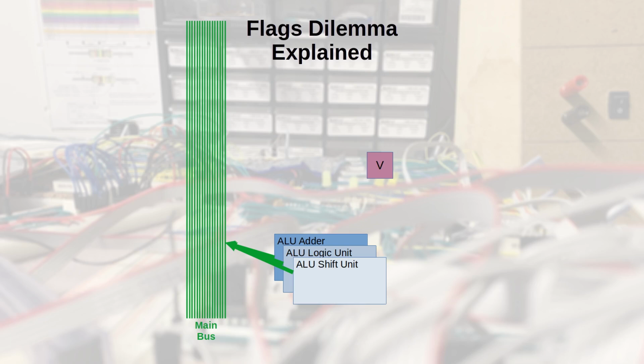The V flag is kind of like the C flag in that it can be manipulated directly by software. However, it's also similar to the N flag in that the only real source for that flag is the ALU adder. The ALU logic and ALU shift units do not really come into play. And there's really no good method for calculating that directly from the main bus. Other inputs are required.